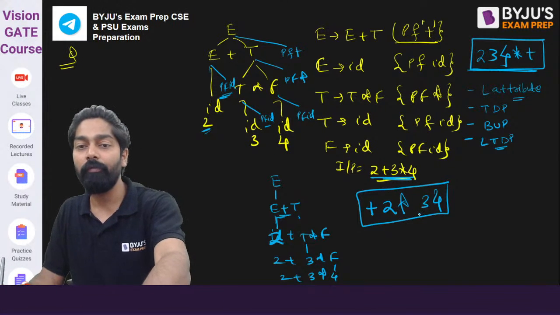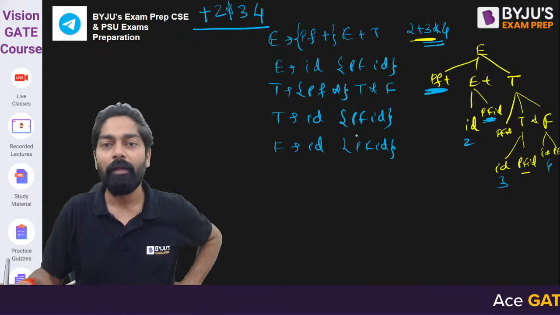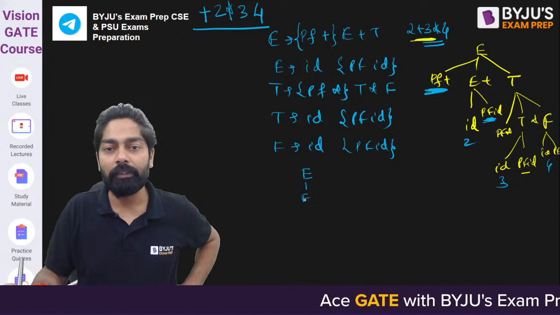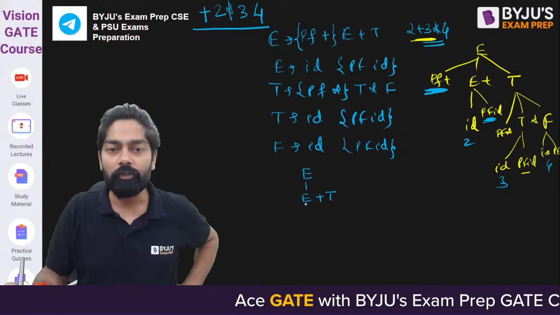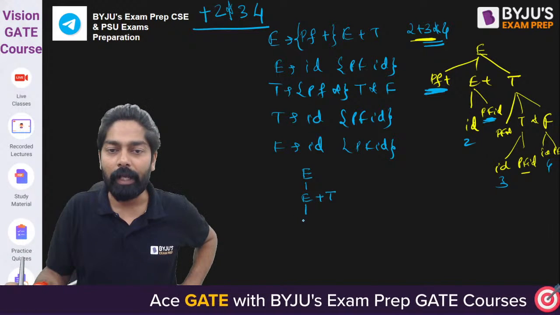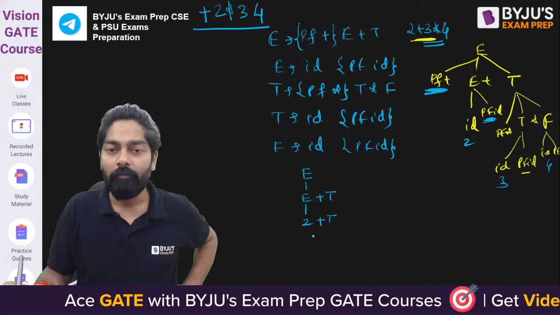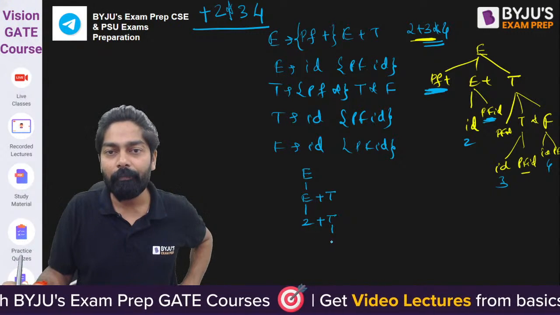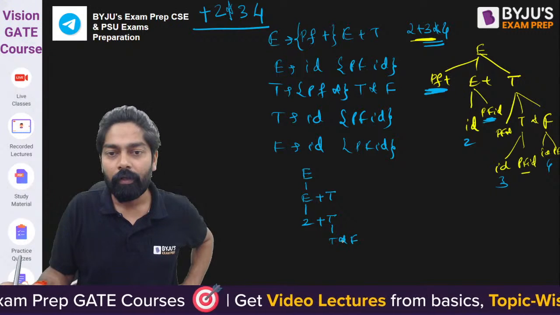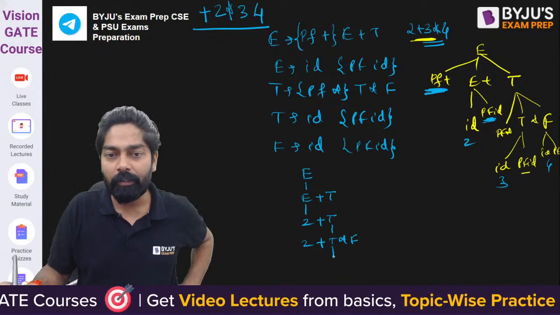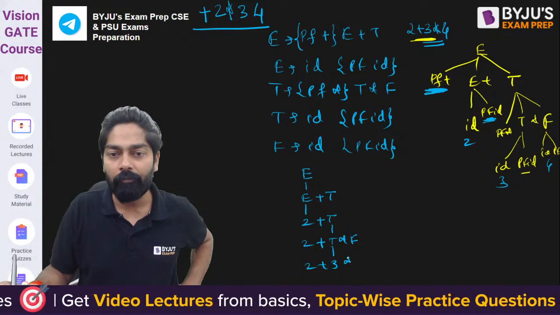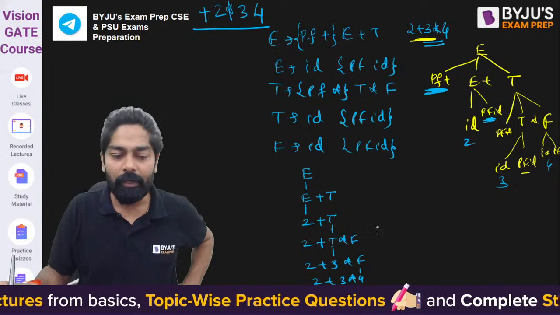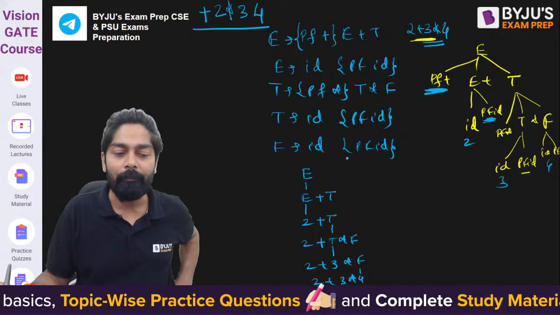Same question I am doing with the help of a top down parser. See clearly. E goes to E plus T. Now E goes to 2, so 2 plus T. T here is T star F. Now 2 plus T star F becomes 2 plus 3 star F, and F is 4. So 2 plus 3 star 4. Here also you will get the same answer. That's why I have taken this example.